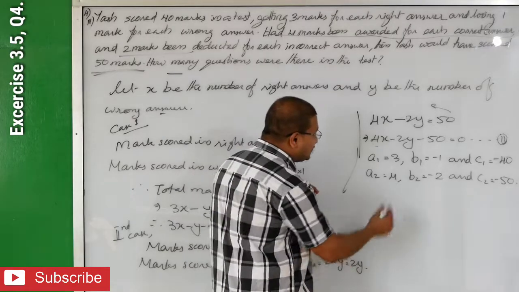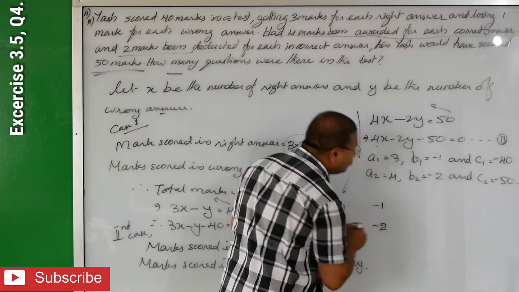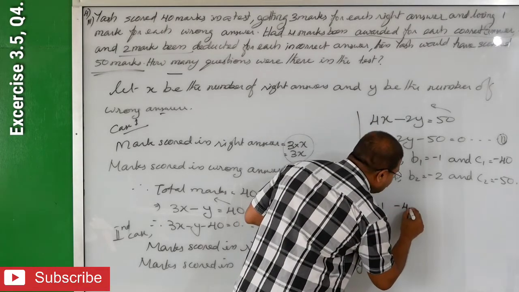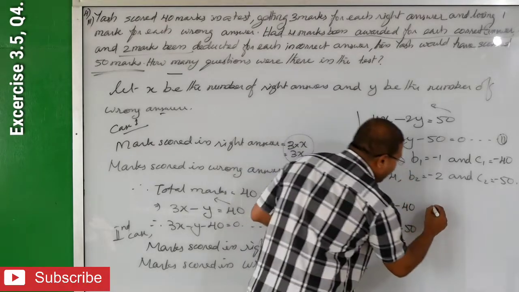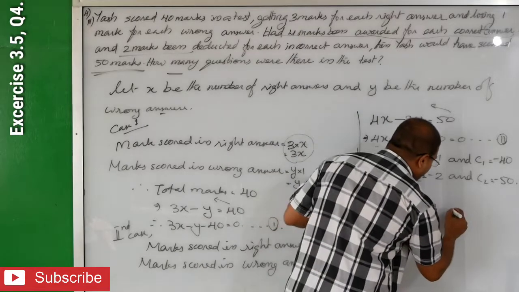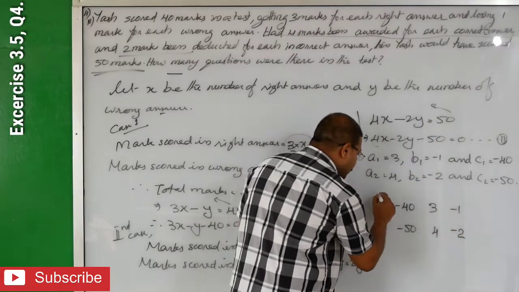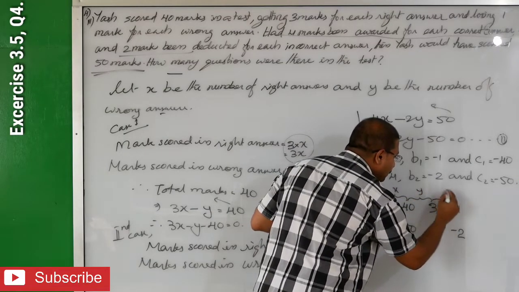Cross multiplication. That means B1, B2. That means we will write minus 1, minus 2, B1, B2. After that C1, C2. That means minus 40, minus 50. After that A1, A2. That means 3, 4. Now we will write B1, B2 one more time. That is minus 1, minus 2. Ready? Here we will write x, this will be y, and here will be 1.